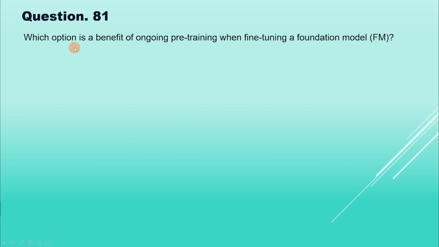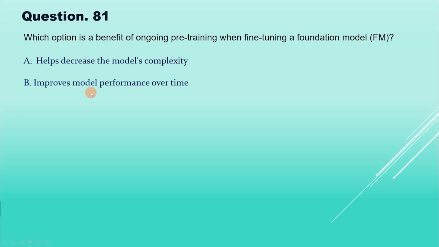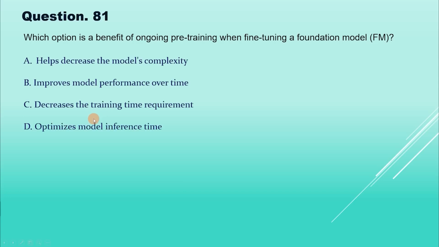Now question number 81. Which option is a benefit of ongoing pre-training when fine-tuning a foundation model? Here are the options: Option A, helps decrease the model's complexity. Option B, improves model performance over time. Option C, decrease the training time required. Option D, optimizes model inference time. Take your time to guess the correct answer.